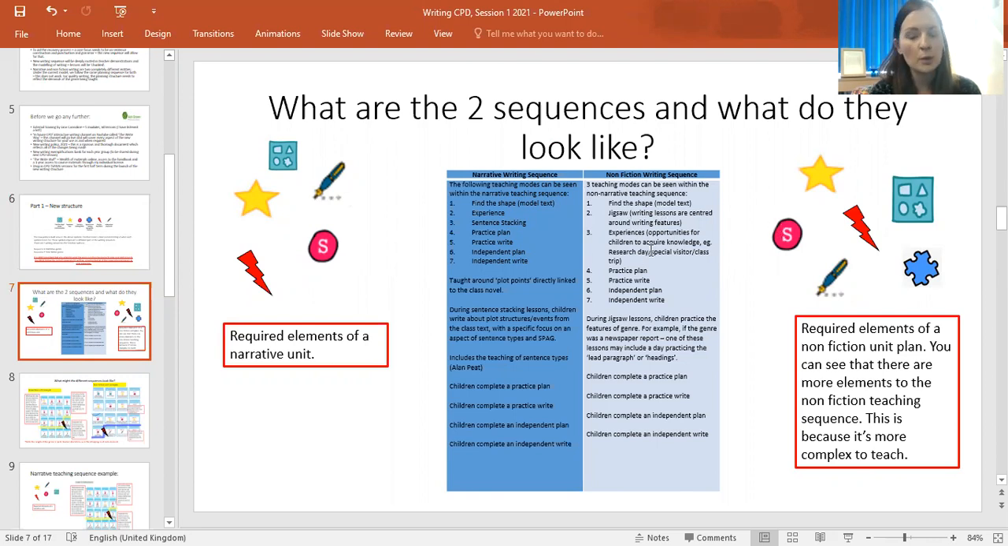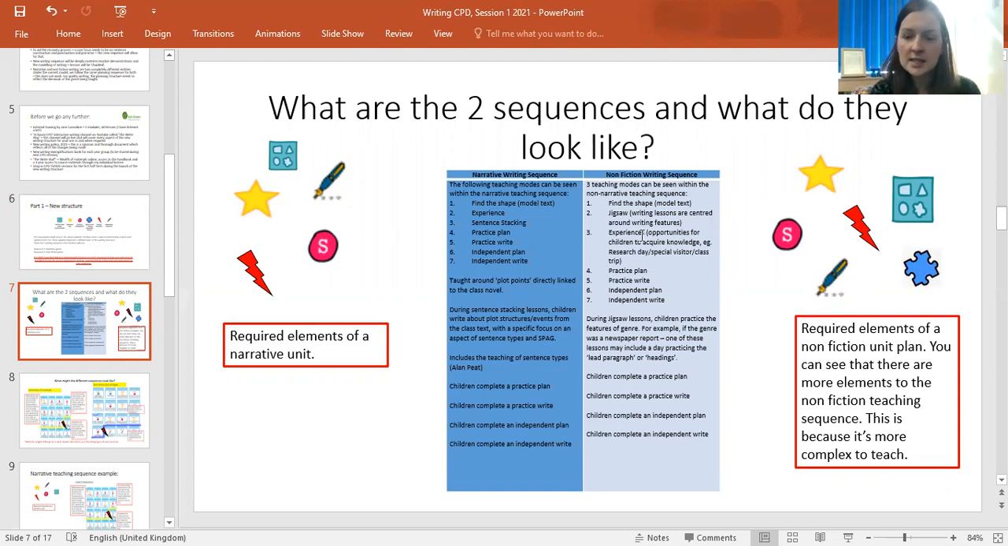Sentence stacking lessons can also be included, but I'd say they'd be more so within your jigsaw lessons. So for example, if my children were practicing an aspect of a newspaper report, which is speech, so indirect and direct speech, that still is your sentence stacking, but you're still teaching around the feature, if that makes sense. You might have other sentence stacking lessons dropped in, but in your non-fiction sequence, it will mainly be your jigsaw lessons. But the way that those jigsaw lessons are delivered will still focus on your punctuation and grammar.